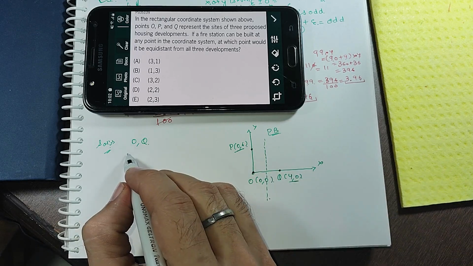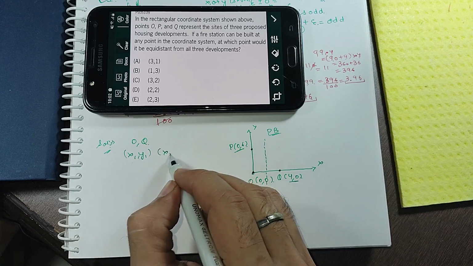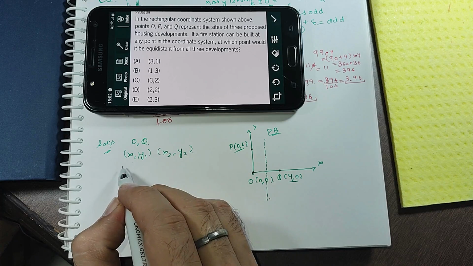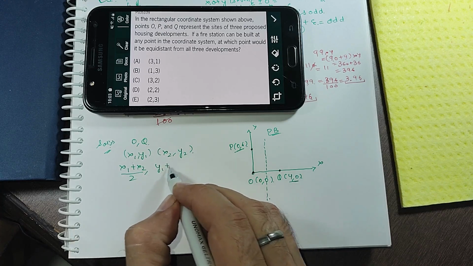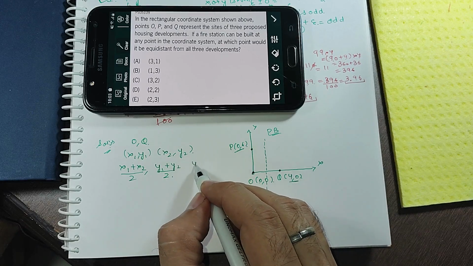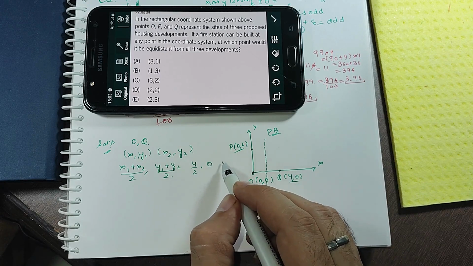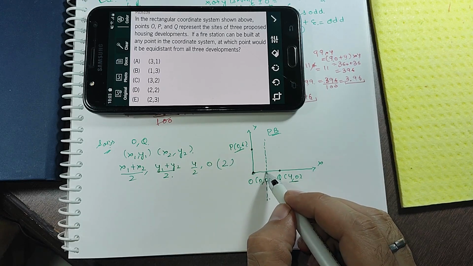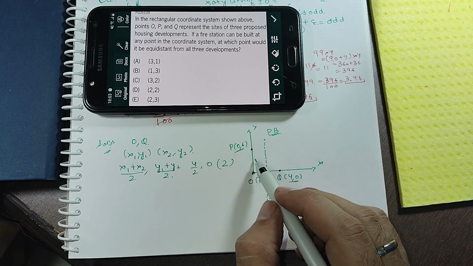Let us suppose X1, Y1 are the coordinates of the first point and X2, Y2 are the coordinates of the second point. So we calculate it by X1 plus X2 divided by 2, Y1 plus Y2 divided by 2. In this case 0 plus 4, that means 4 divided by 2, and 0 plus 0, so 0. So this will be 2, 0, where x has a value of 2. So this is the perpendicular bisector, and that point will always lie on this, right?